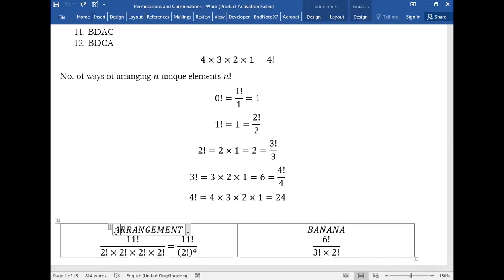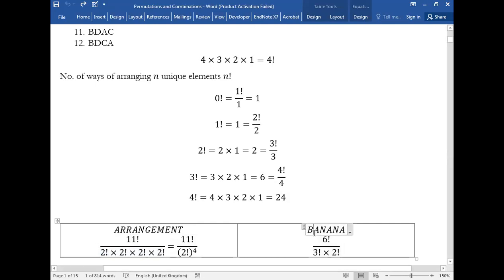Is this clear? So here we have counted extra. We counted as if switching these two R's would become a new arrangement, which is not the case. So we have to reduce it; we have to reverse the extra counting. So what do we do? 2 factorial because we have two identical A's, 2 factorial because two R's are identical, 2 factorial because we have 2 E's as identical, and 2 factorial for 2 N's as identical.